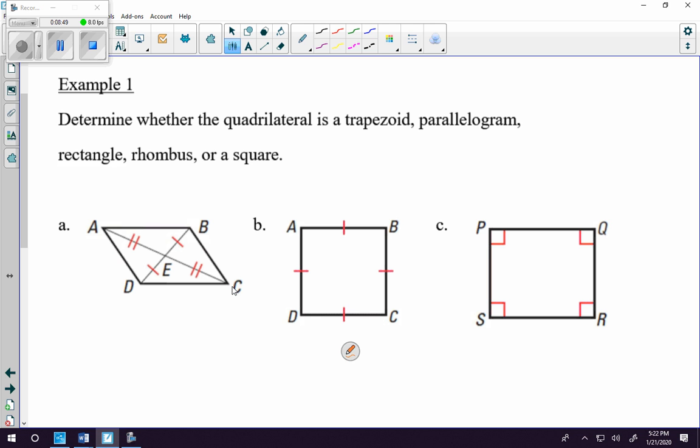in some of the other ones. So being as general as possible, because we only know that the diagonals cut each other in half, we have to go with the most general one here, which would be parallelogram.